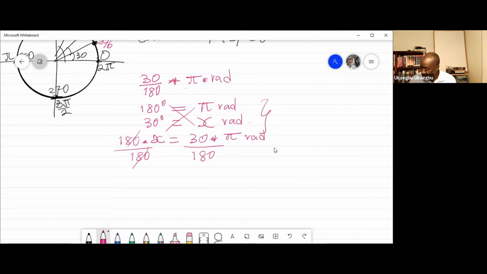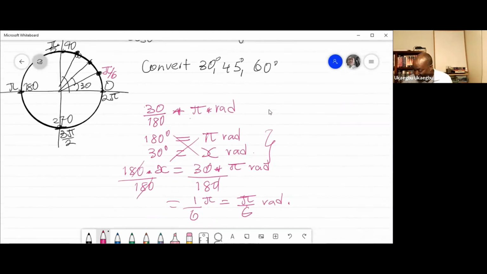And then you come here and simplify. So 3 divided by 3 is 1, and 18 divided by 3 is 6. And you still have your pi. So it is pi over 6 radian. So whoever got pi over 6 radian is correct. So now let's move on.